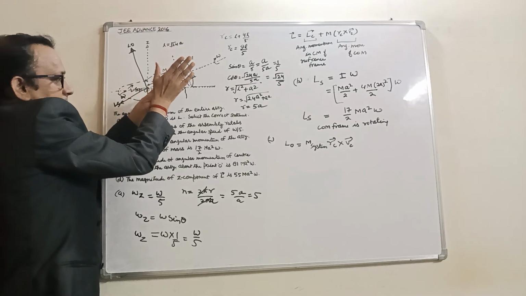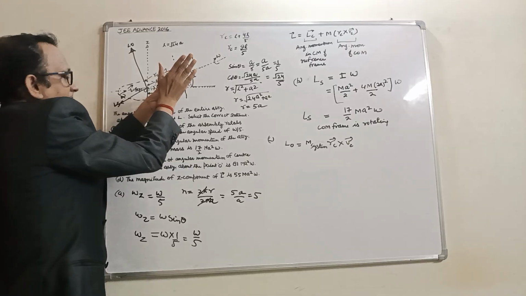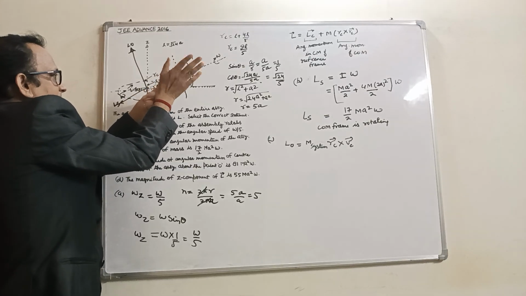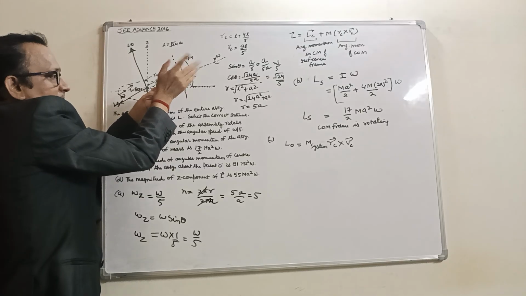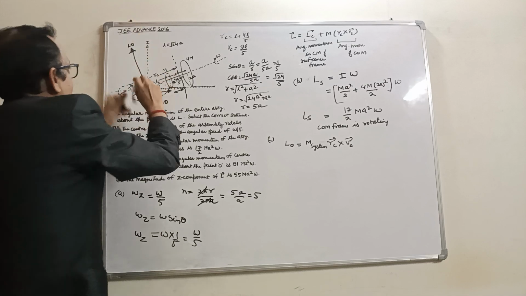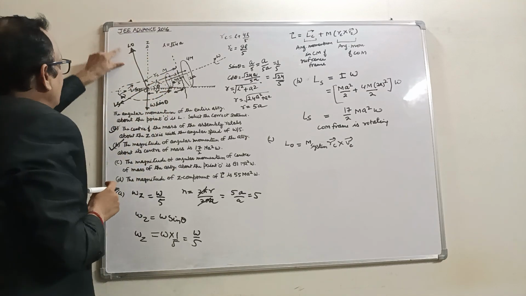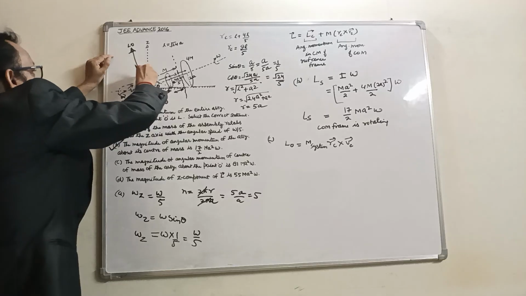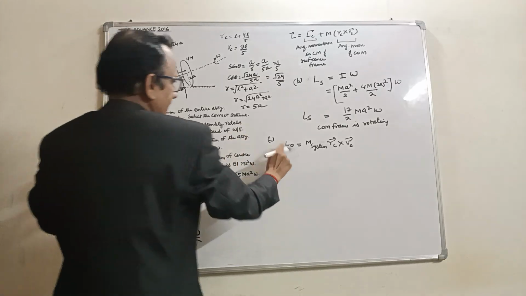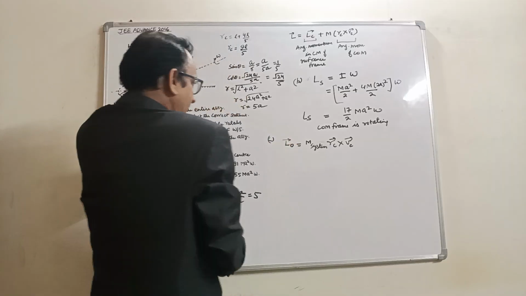So on RC cross V, RC cross V, the fingers curl in the direction of RC cross V, then the thumb gives the direction of the orbital angular momentum. So this is the direction of orbital angular momentum. So here we say this is orbital angular momentum.